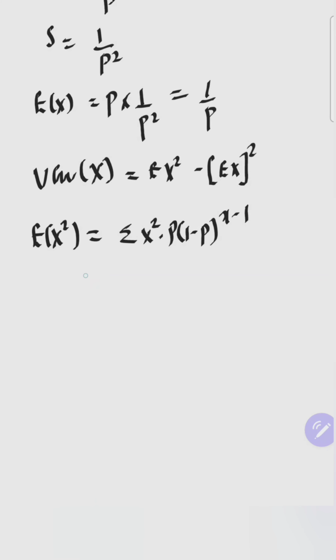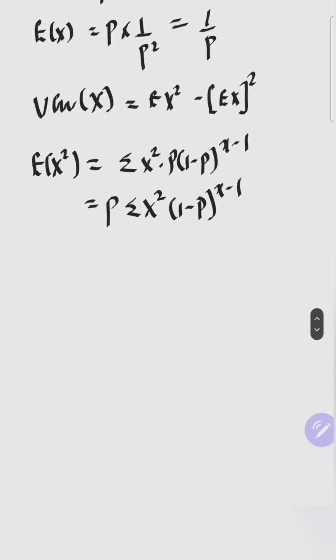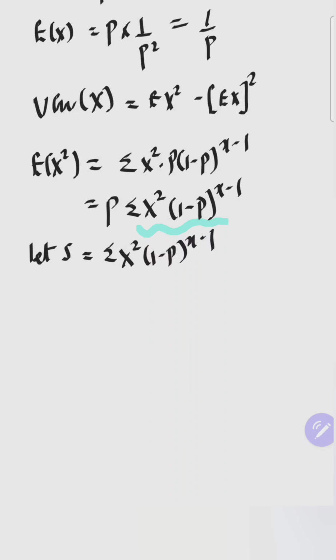Okay, now here we're going to have p, factoring it out, times the summation of x squared (1 - p)^(x-1). Now let s be equal to this term. So s is going to be the summation of x squared (1 - p)^(x-1). Don't forget the range of x. x is from 1, 2, to infinity.